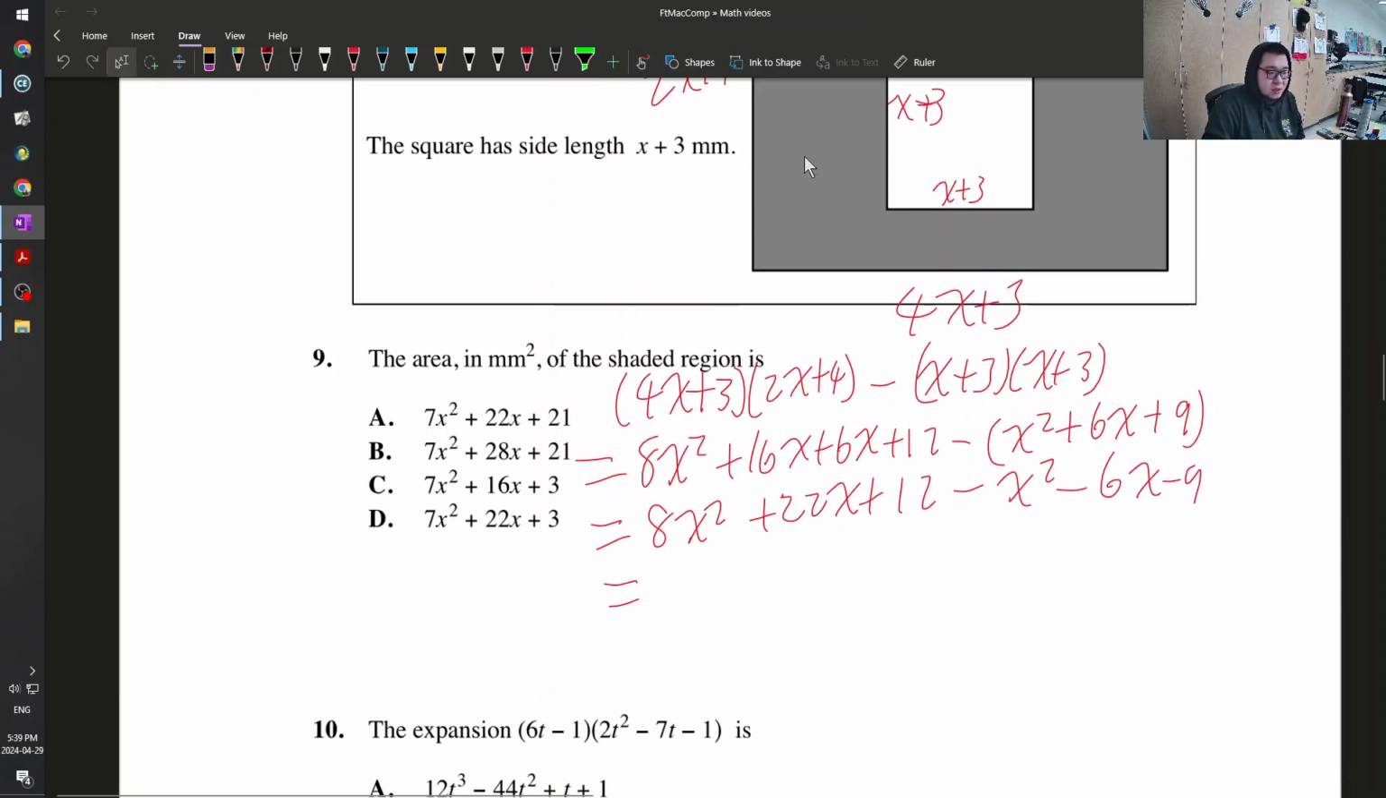Simplify, we get 8x squared minus 1x squared is equal to 7x squared. 22x minus 6x is equal to 16x. And then 12 minus 9 is 3. So in the end, we get 7x squared plus 16x plus 3. 9 is C.